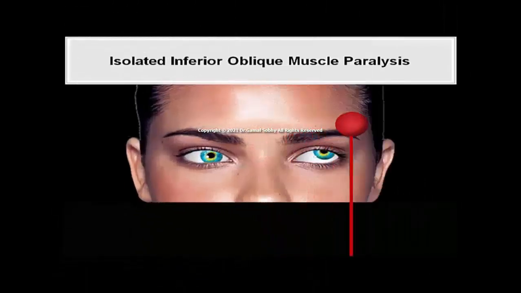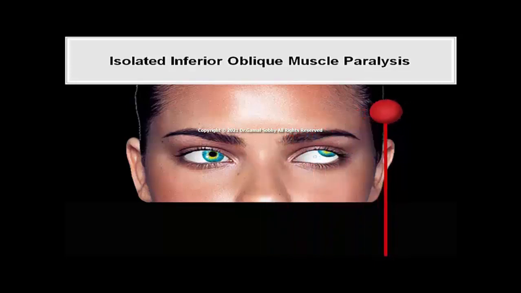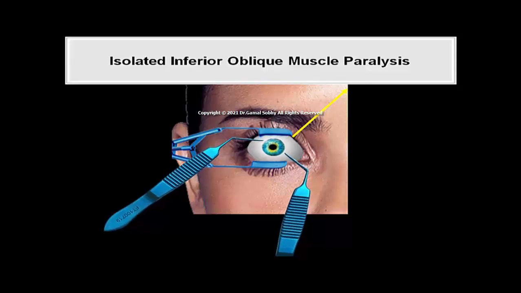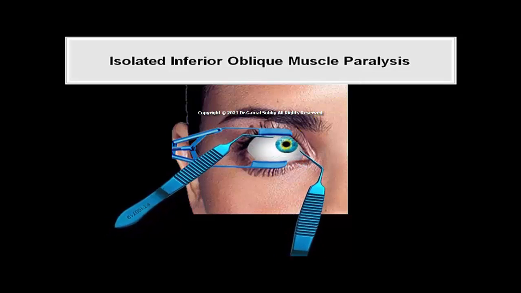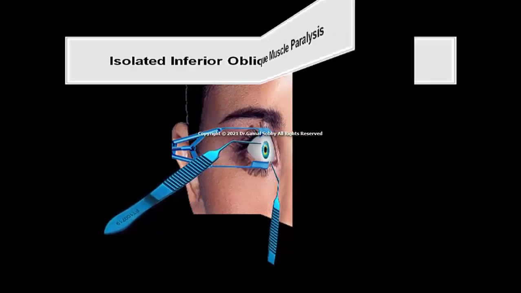The differential diagnosis of inferior oblique muscle paralysis is Brown syndrome. Since the defect of ocular motility is clinically similar, both show limitation of elevation of the adducted eye. The forced duction test is necessary in differentiating Brown syndrome from paralysis of the inferior oblique muscle. The forced duction test is positive in Brown syndrome and negative in inferior oblique muscle paralysis.